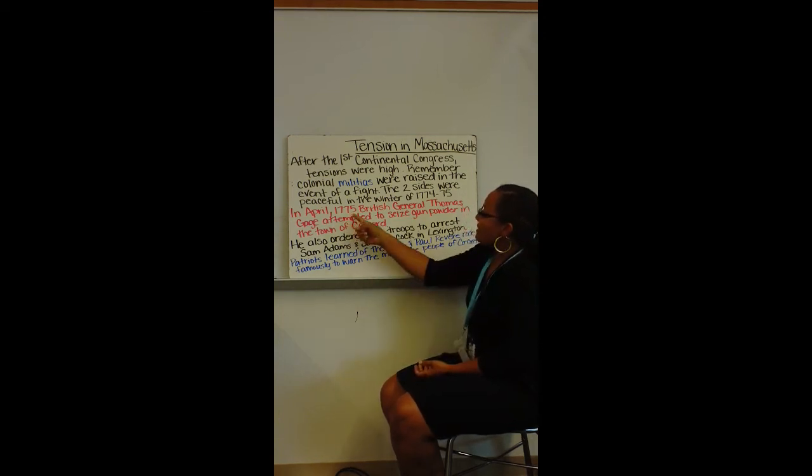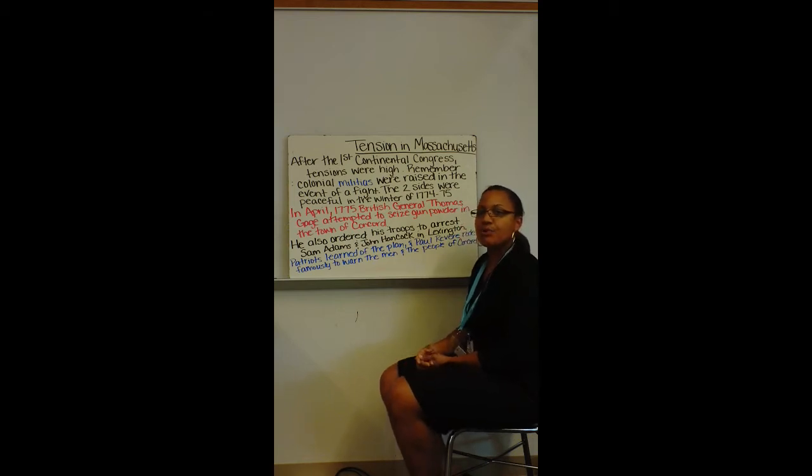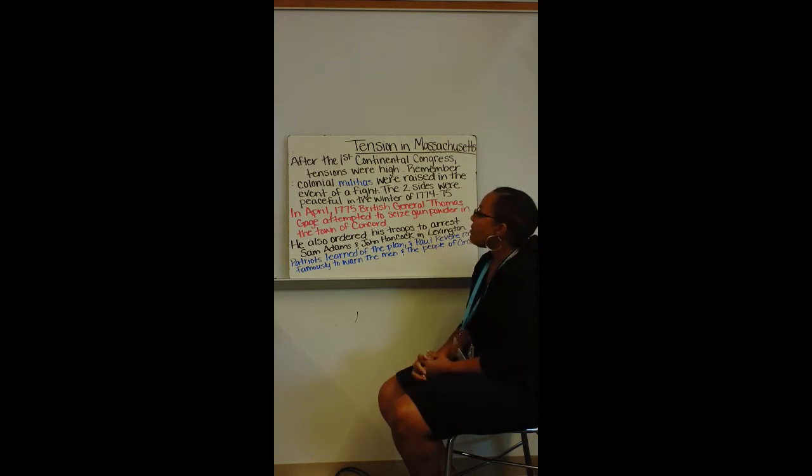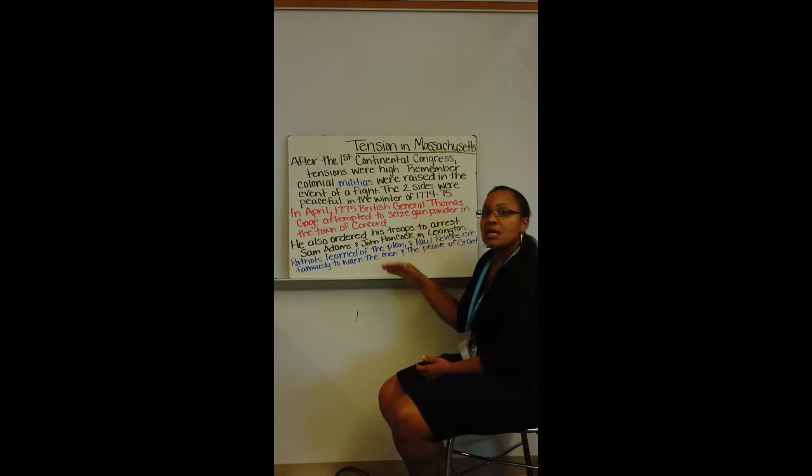In April of 1775, British General Thomas Gage attempted to seize gunpowder in the town of Concord because he knew they were building up their weapons too. So this British general was like, I'm going to try to get the gunpowder from them. He also ordered his troops to arrest Sam Adams and John Hancock in Lexington because they were part of the Sons of Liberty, fighting for independence. Well, eventually they will be fighting for independence.